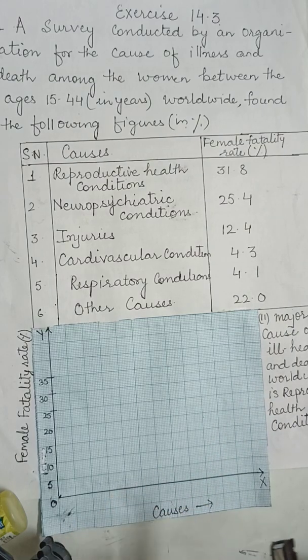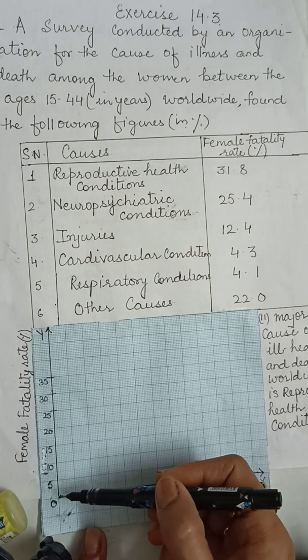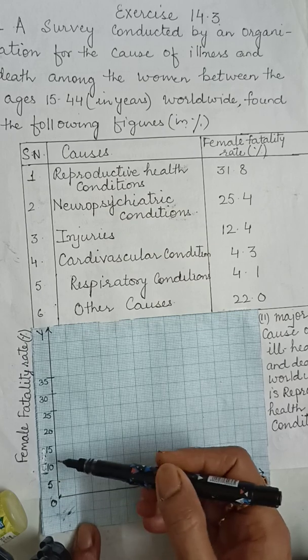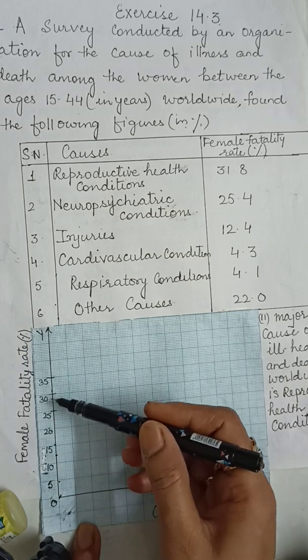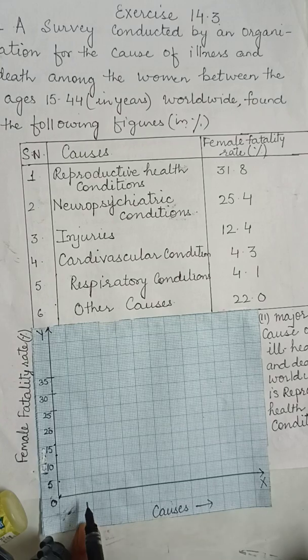So children, first we have to represent it in the bar graph. The bar graph is represented on graph paper. We will take one bar in one block. Here first is given reproductive health condition, 31.8, which is the maximum number. So on the y-axis I have taken 0, 5, 10, 15, 20, 25, 30, 35, and the causes are taken on the x-axis.